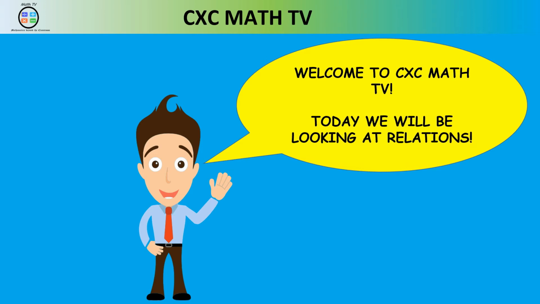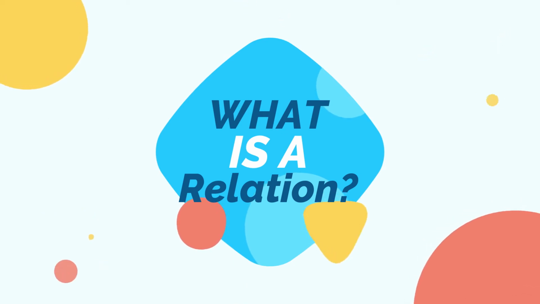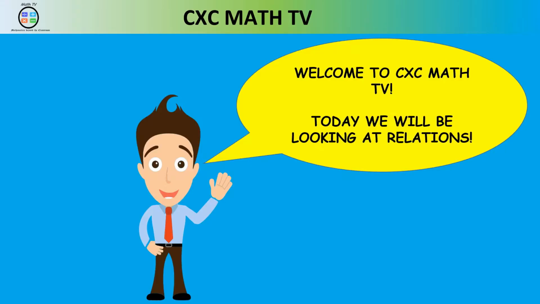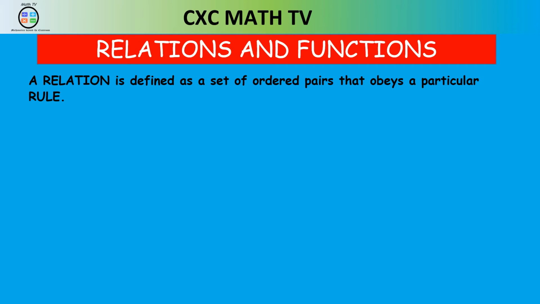Today we will be looking at relations and functions. So the first thing is, what is a relation? A relation is defined as a set of ordered pairs that obey a particular rule. Example, look at this ordered pair: -2, -1 as one ordered pair, -1, 2 as another, 0, 5, 1, 8, 2, 11.